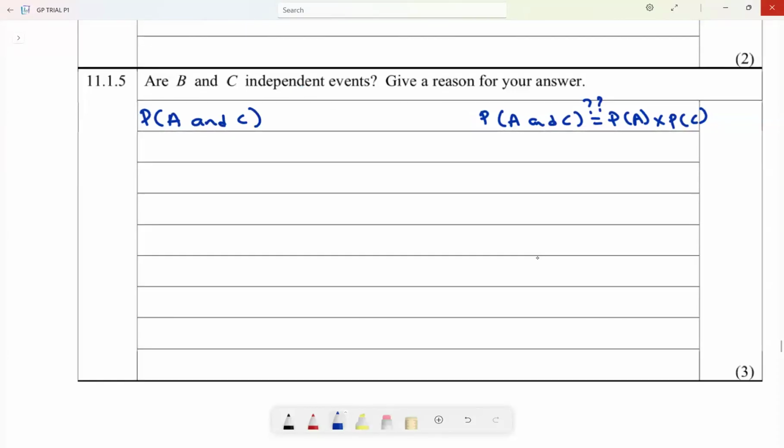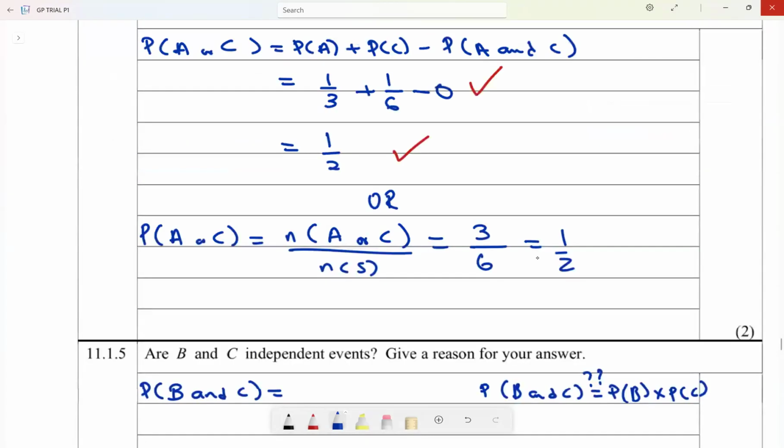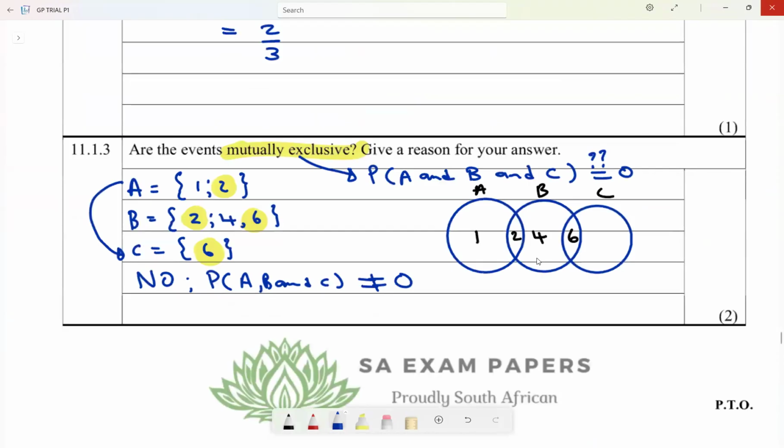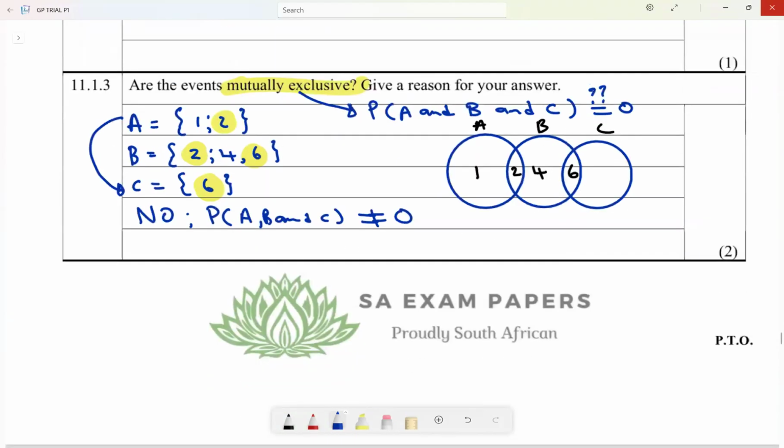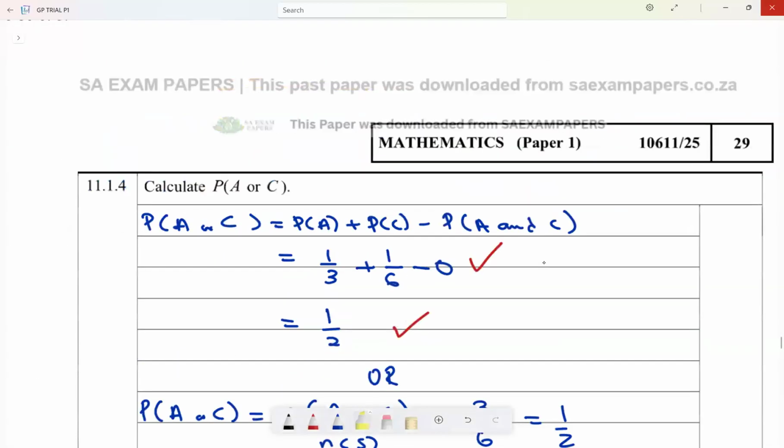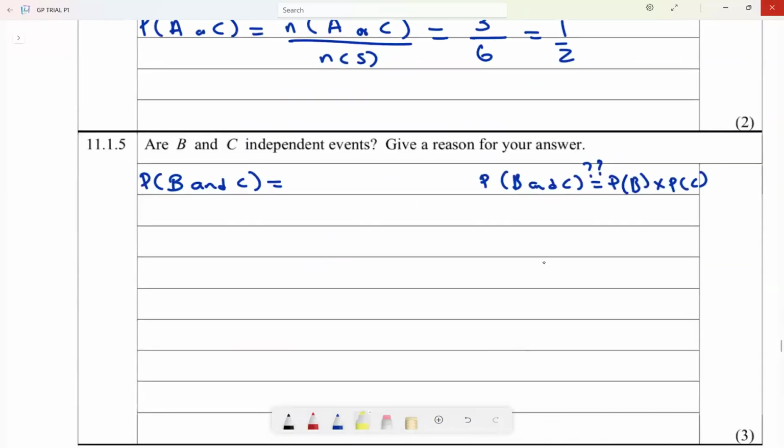Let's find the probability of A and C. We just say the probability of A and C is 0. Now the probability of B and C, sorry, B and C. We still remember the probability of B and C is 1, because they share only one number. So it is one number that they share out of a possible 6.